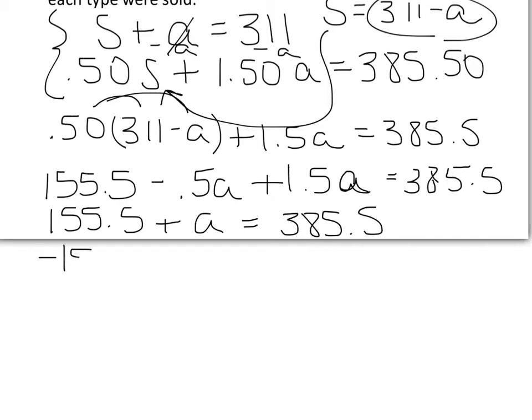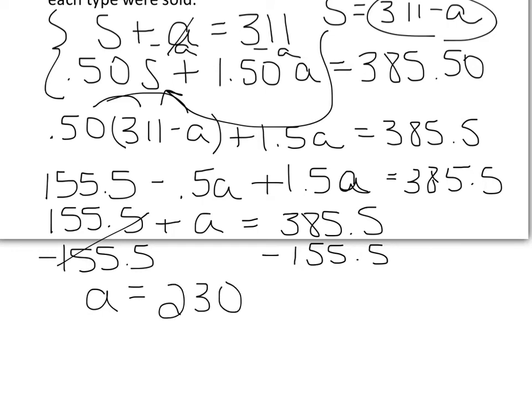And then I'm going to subtract 155.5 from both sides. And that's going to give me A equals 385.5 minus 155.5, which is 230. So that tells me that there were 230 adult tickets sold.